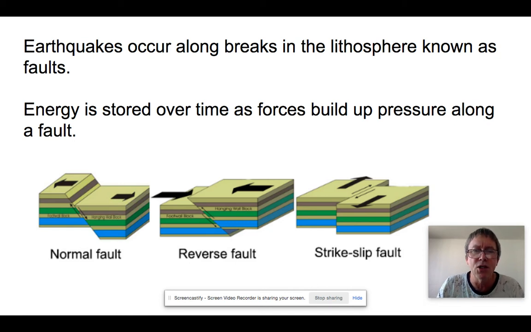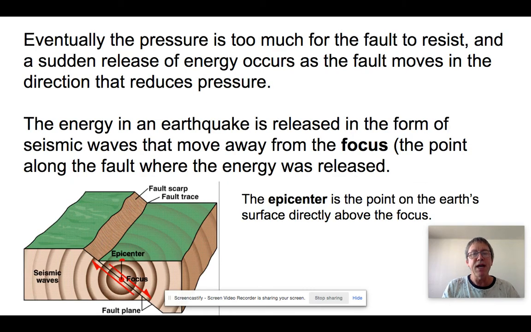I don't think you will need to know the names of the faults. I wouldn't focus on the names of the faults. I just wanted to make the point that there are different types of forces involved, but in every case, energy builds up in these faults over time because of the buildup of pressure. Eventually, this pressure is too great, and it releases all of a sudden. That sudden release of energy, like when you push on a box and it suddenly gives way, releases energy, and that energy is released in what we call seismic waves.